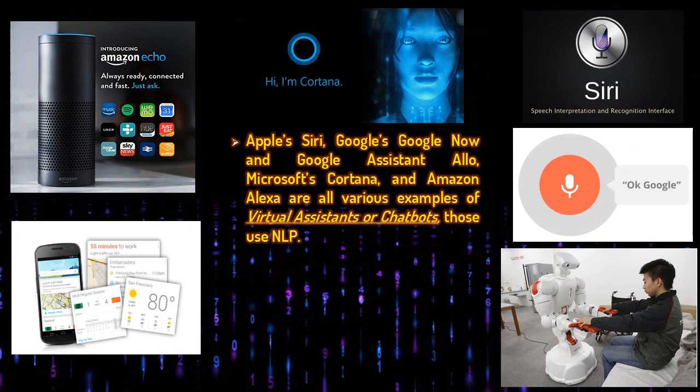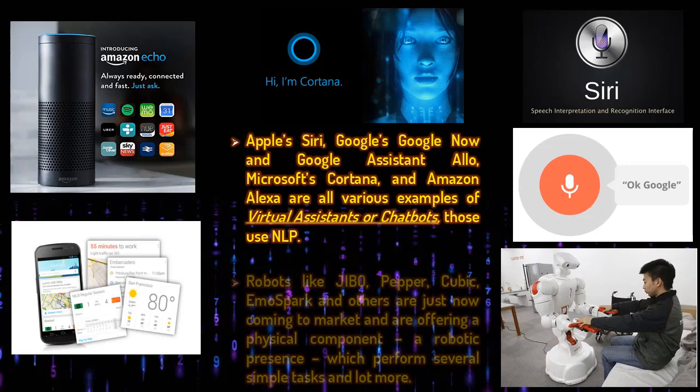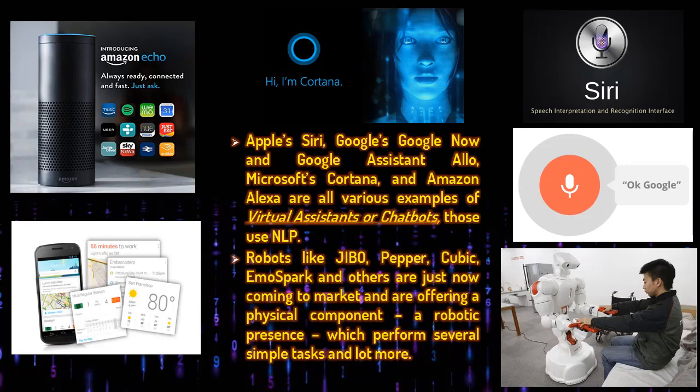Apple's Siri, Google's Google Now, and Google Assistant Allo, Microsoft's Cortana, and Amazon's Alexa are all various examples of virtual assistants or chatbots. Those use NLP. Physical devices like robots, which are called Jibo, Pepper, Cubic, Emospark, and others are just now coming to the market and are offering a physical component or a robotic experience which perform several simple tasks and help humans in their work.